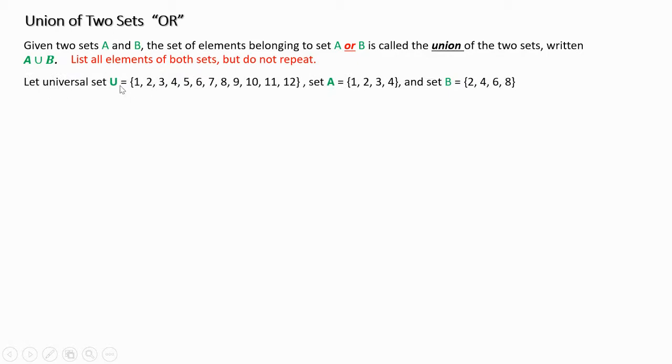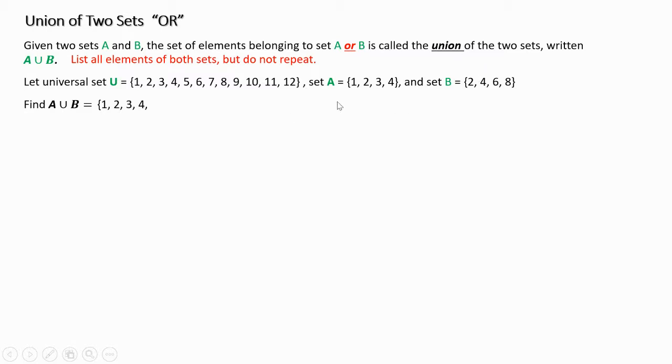Again, we have the same universal set from 1 to 12. That's set A and set B, right? So here's how you start. Find A union B. First, you start with set A. What does set A have? 1, 2, 3, 4. That's how you start, with the first set that's written down.